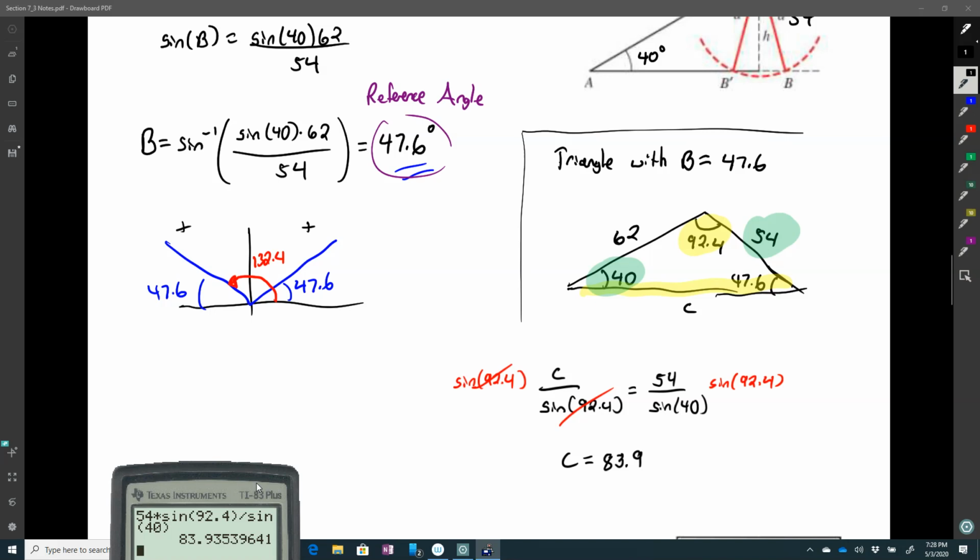Again, like I've always said in previous lectures, the homework will tell you how much to round to. So sometimes it'll say round to the nearest unit. Sometimes it'll say round to 1 or 2 decimal places. So C is 83.9. So now I have everything. The triangle is now fully solved.